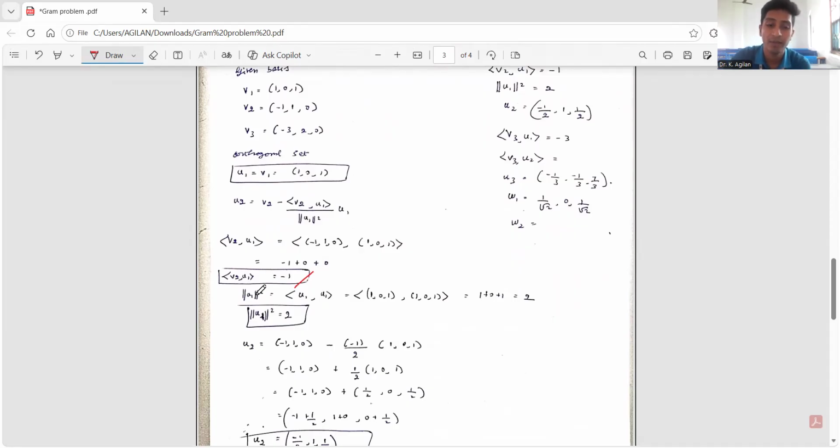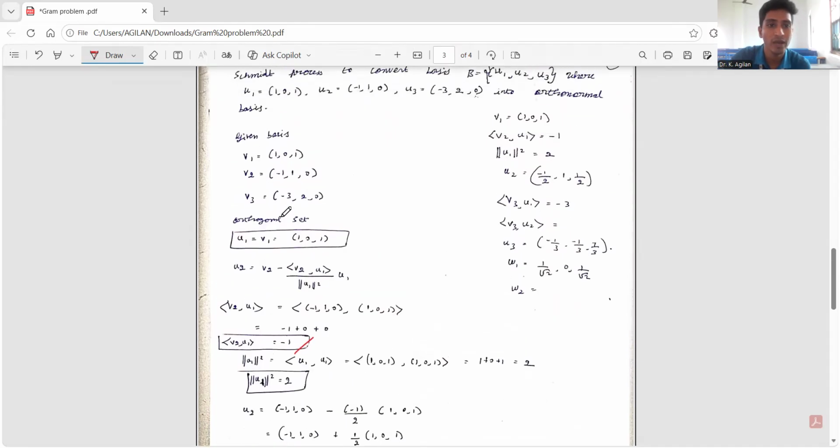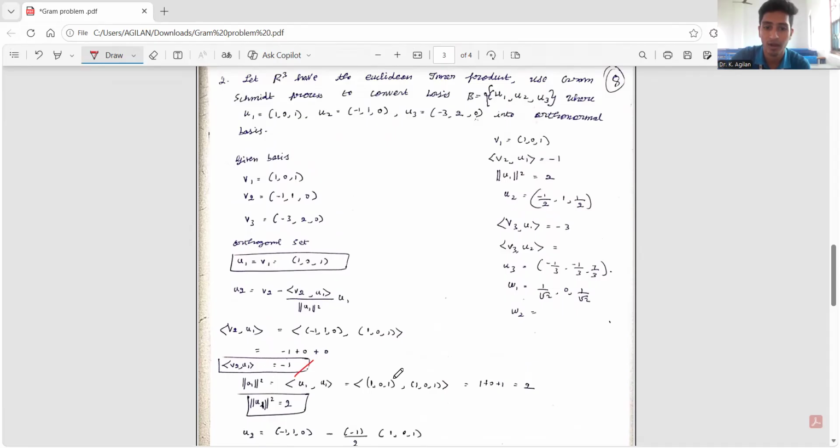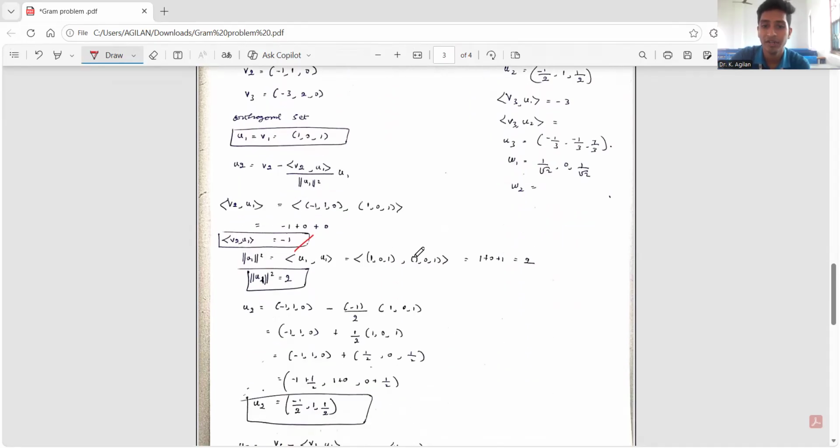We have a formula for the norm of U1 whole square, which is nothing but the inner product of U1, comma U1. It is the same term, so operate on U1, comma U1. The U1 value is 1, comma 0, comma 1, and again U1 is 1, comma 0, comma 1. So what will be the answer? 1 into 1 is 1. 0 into 0 is 0. 1 into 1 is 1. So finally we get the answer 2.